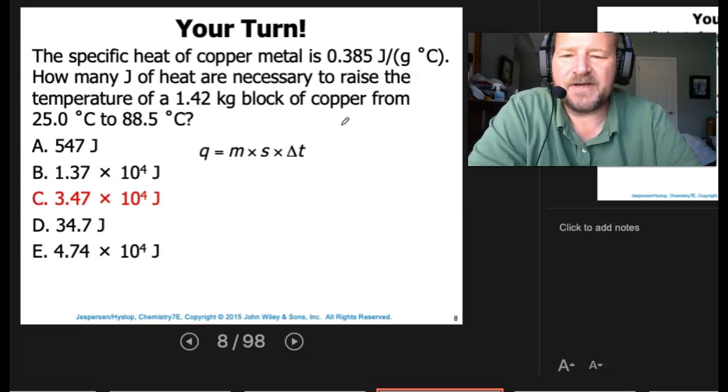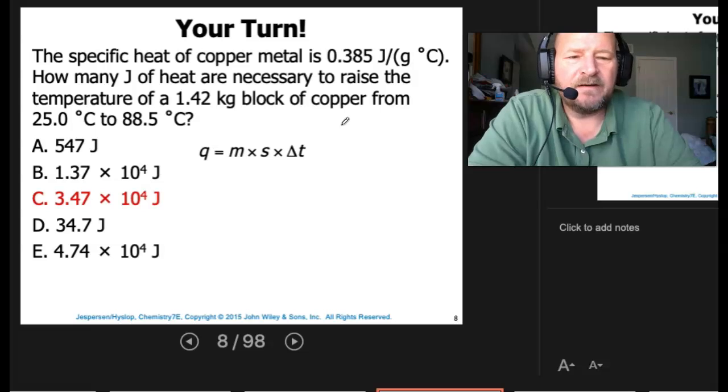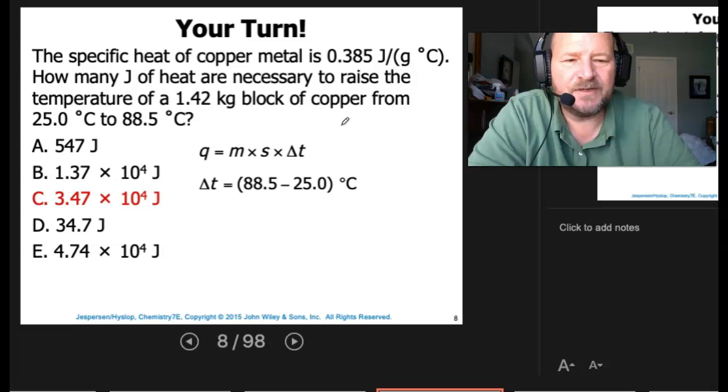All right, so we're going to start with our basic equation. Q is equal to M times S times delta T. Right? We know delta T. This time we'll have to calculate it because it's not just handed to us. We know we're going to start from 25 to 88. So 88 will be our final temperature. 25 will be our initial temperature. So we'll subtract those two. That'll give us delta T.